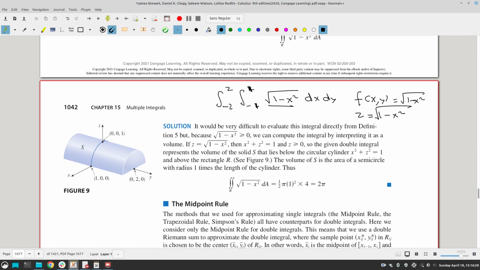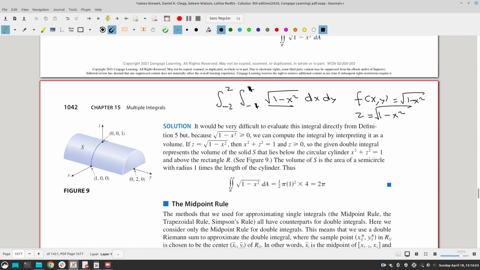This is basically a half cylinder. It is the part of the cylinder that lies above the xy plane, whose axis is the y-axis. Right, the axis of the cylinder is the y-axis. So we could easily find this integral by finding the volume of the cylinder, half the volume of the cylinder.